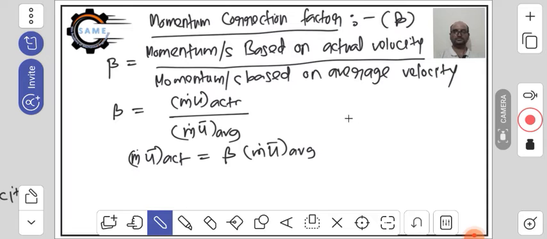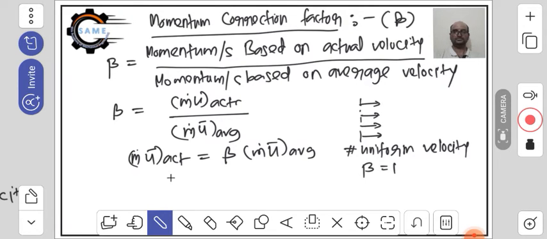Velocity uniform means this is the uniform velocity, but it doesn't occur, because in case of pipe flow, because of the wall friction between the pipe and the fluid, there is a loss and the profile becomes parabolic. But for uniform velocity, this beta value is 1. Beta is 1 means V actual and V average are the same, right?